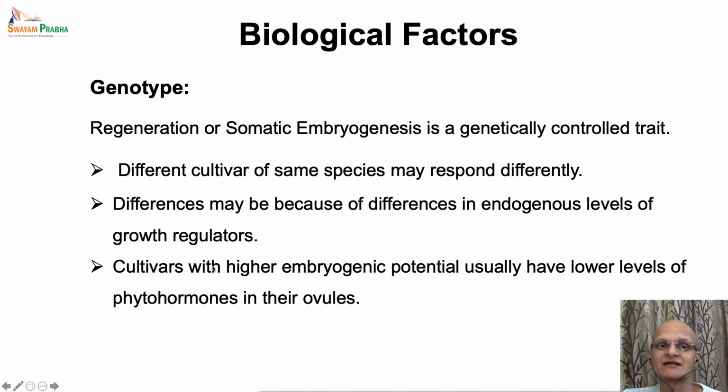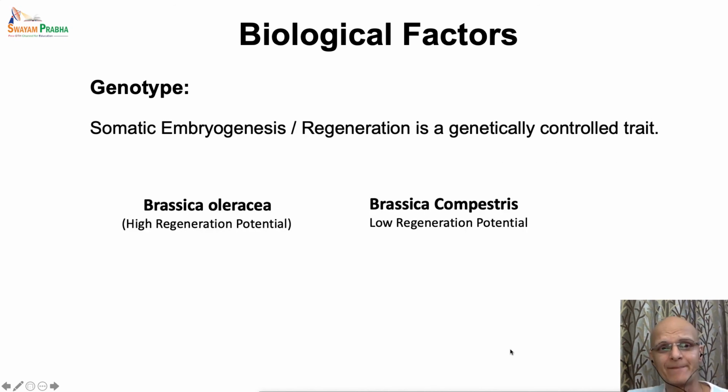It has been found that the cultivars or the varieties that usually have higher somatic embryogenic potential usually have lower levels of phytohormones in their ovules. So basically the endogenous level of the phytohormones in the explant would also impact the response of these explants to the in vitro conditions. Now Brassica is a very good example to describe the genetic control of the regeneration process. So Brassica oleracea, we know it as a cabbage or a cauliflower. It has a very good regeneration potential.